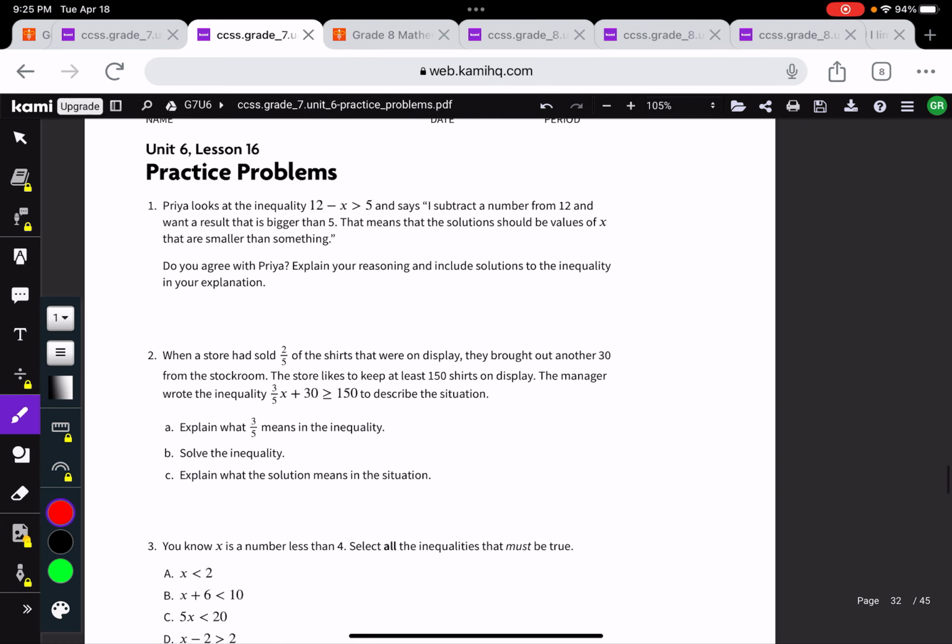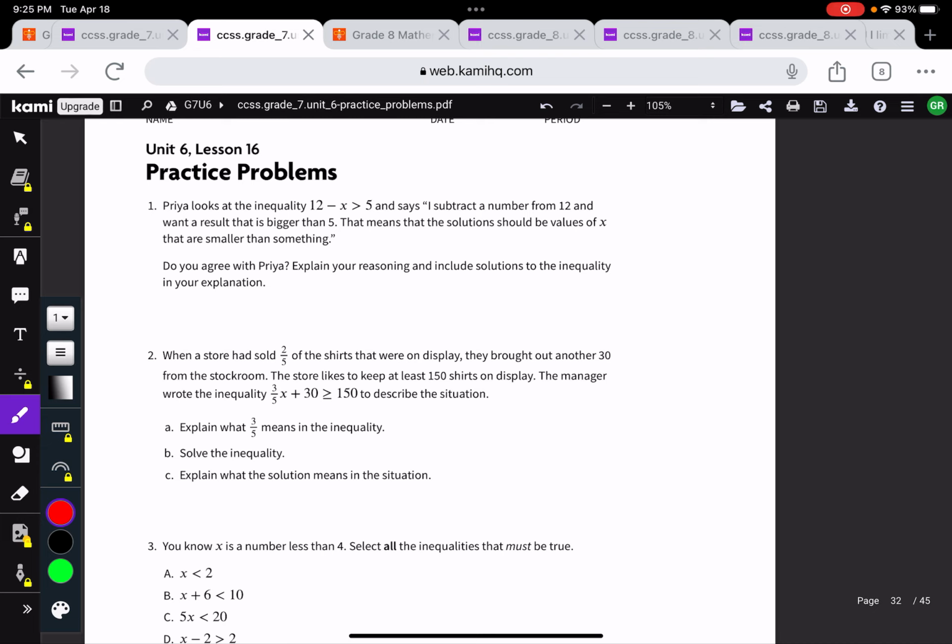Priya wants to look at the inequality 12 minus x is greater than 5. She says, I subtract a number from 12 and want a result that is bigger than 5. That means that the solution should be values of x that are smaller than something. Do you agree with Priya? Explain your reasoning and include solutions to the inequality in your explanation.